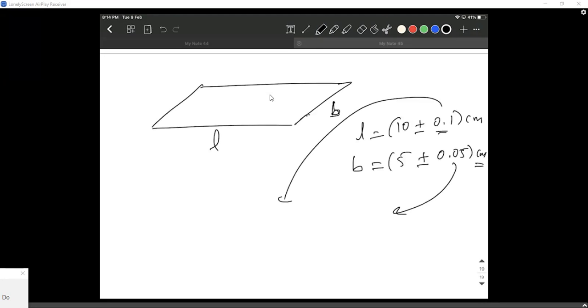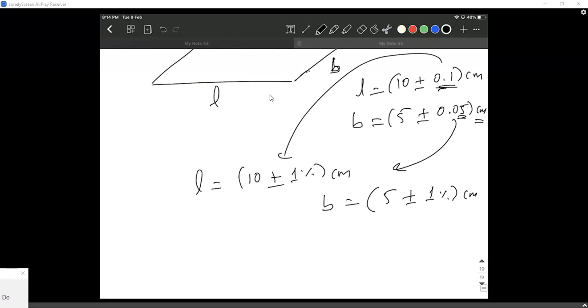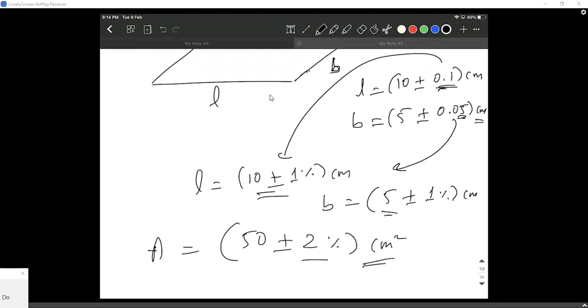I hope you really know how to convert percentages. 10 plus or minus 0.1, how much percentage is this? It's actually 1%. B is also 1%, yeah, it is also 1%. 5 plus or minus 1% centimeters. Now I have to find the area as 10 into 5, 50 plus or minus 2% centimeter square. If you didn't get it, please let me know.